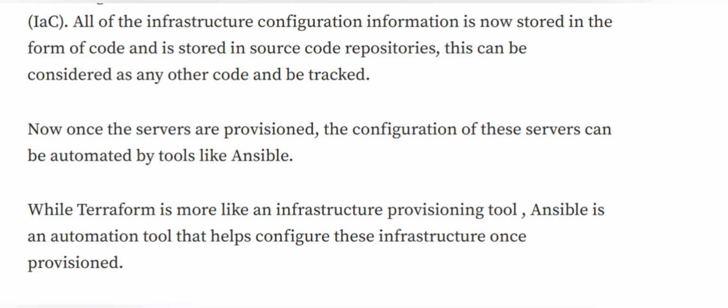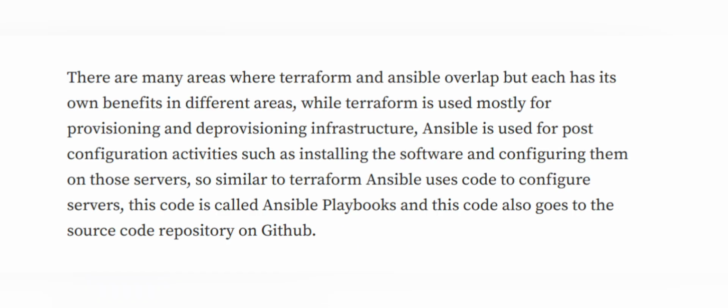All of the infrastructure configuration information is now stored in the form of code and is stored in the source code repositories. This can be considered as any other code that can be tracked. Now, once the servers are provisioned, the configuration of these servers can be automated by tools like Ansible. While Terraform is more like an infrastructure provisioning tool, Ansible is an automation tool that helps to configure this infrastructure once provisioned. There are many areas where Terraform and Ansible overlap, but each has its own benefits in different areas.